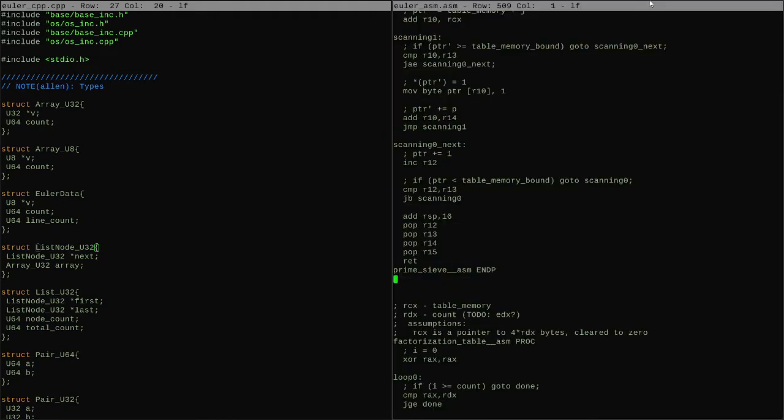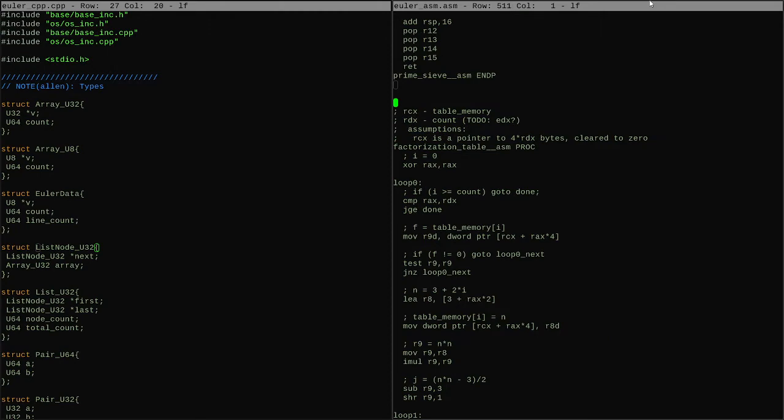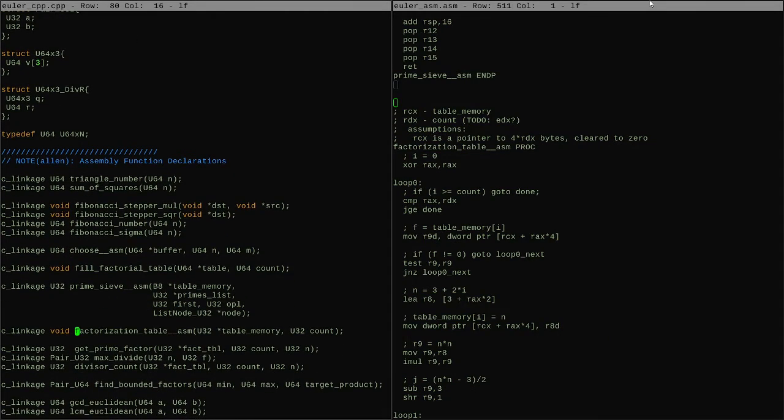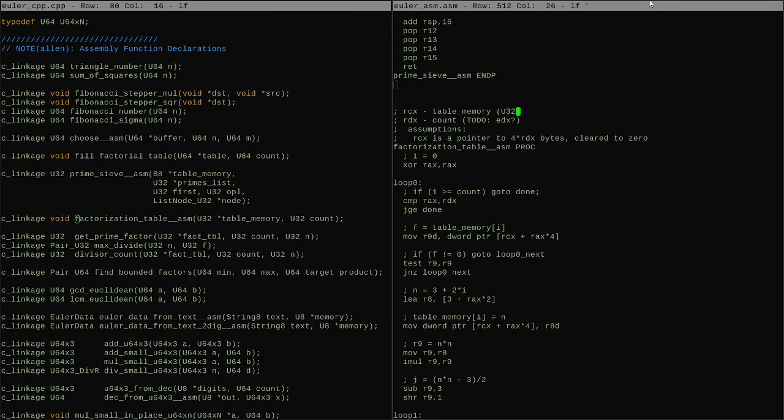Let's keep going through the assembly. And that's how we're going to try to proceed here. Modify one function until it looks good, and then test it again. So here we build a factorization table. We put in the types here. Now I need to do a pass to get the sizes correct as well.